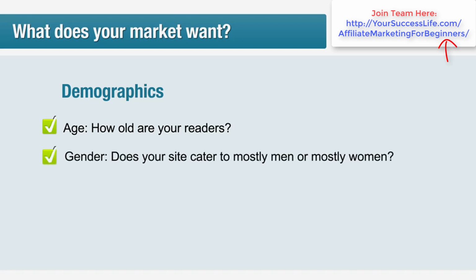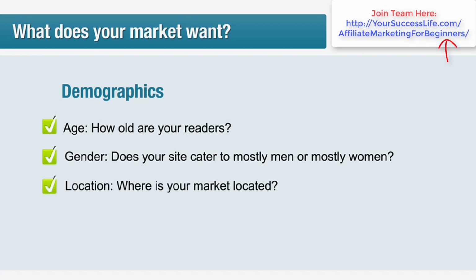Does your site cater to mostly men or mostly women? It probably won't surprise you to know that the two genders like different things and respond in different ways. If you have a gender bias on your website, be sure to target accordingly. Also, don't design your site to look overly masculine or overly feminine if you're targeting both genders.